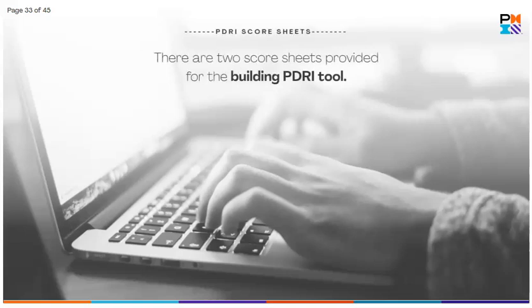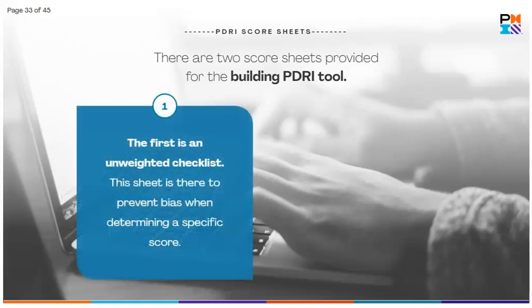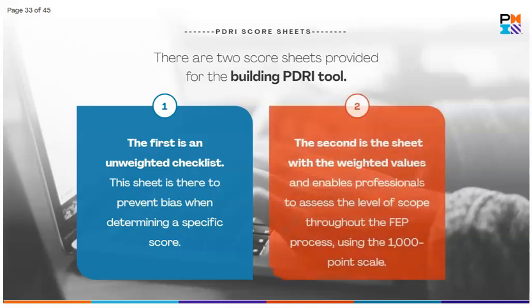Let's take a look at the Building PDRI tool. There are two score sheets provided for this specific PDRI tool. The first is an unweighted checklist. This sheet is there to prevent bias when determining a specific score. The second is the sheet with the weighted values and enables professionals to assess the level of scope throughout the FEP process using the 1,000-point scale.